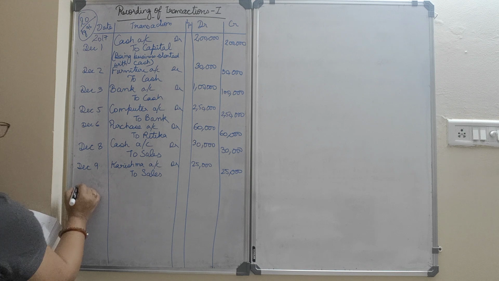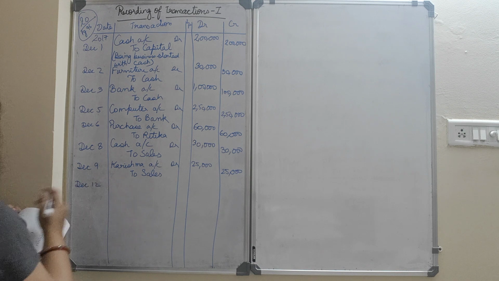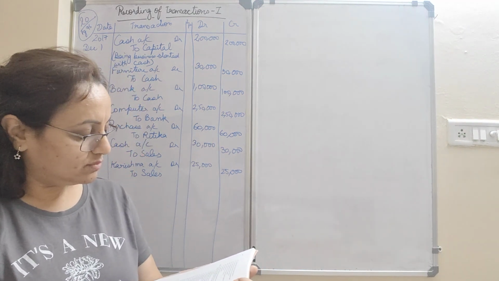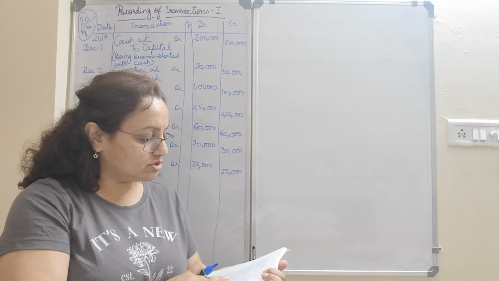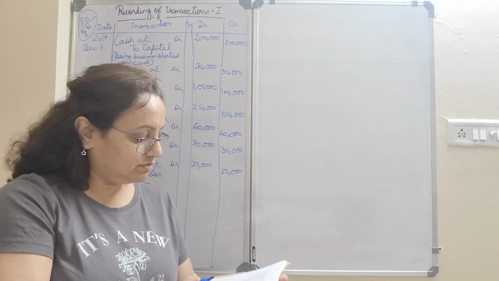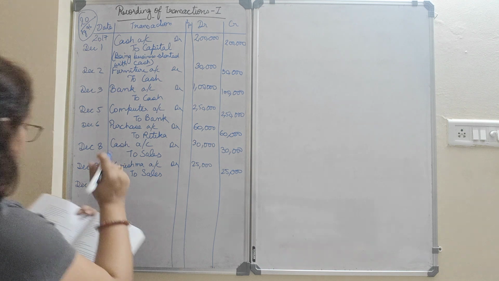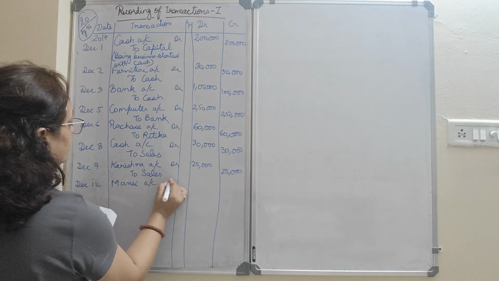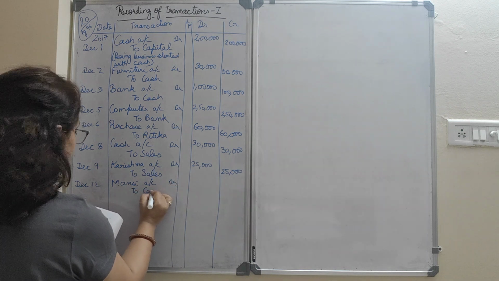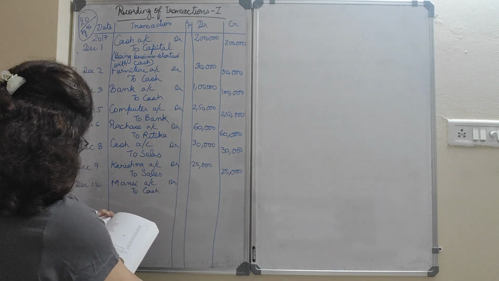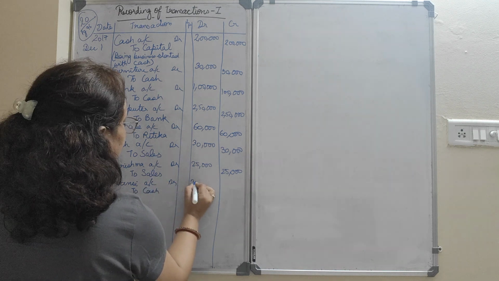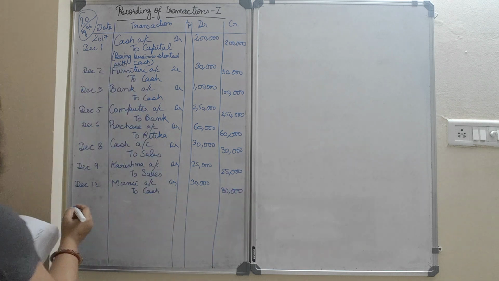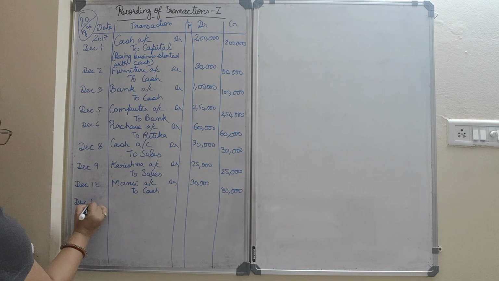Then next we have December 12. December 12 entries, cash paid to Mansi on account 30,000. Mansi is the first time we are referring in this question. Earlier no name was there. So we will just write, who is the receiver? Mansi. Mansi account debit to cash. We have paid cash to her. 30,000. Right? Now next we have December 14.